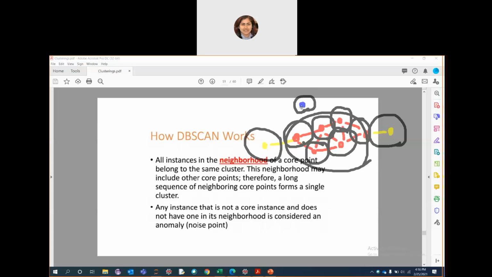Finally, we have another point, the blue point that you see on the top, that is considered as noise or an outlier because it is neither a core point nor is it reachable from any of the core points. Hope you understood the meaning of core point, border point, and outlier. And they are most important to understand the DBScan algorithm.